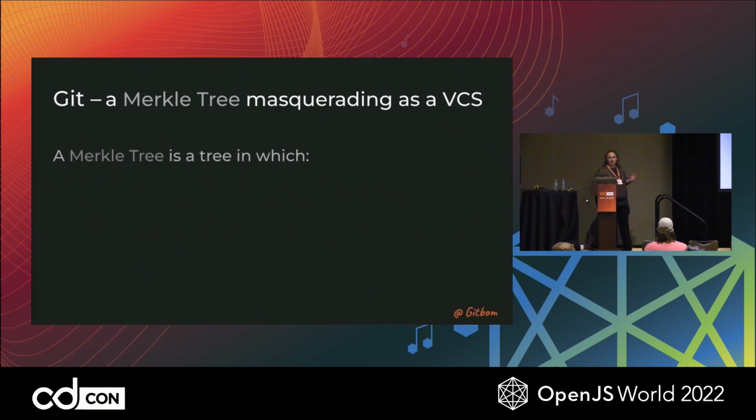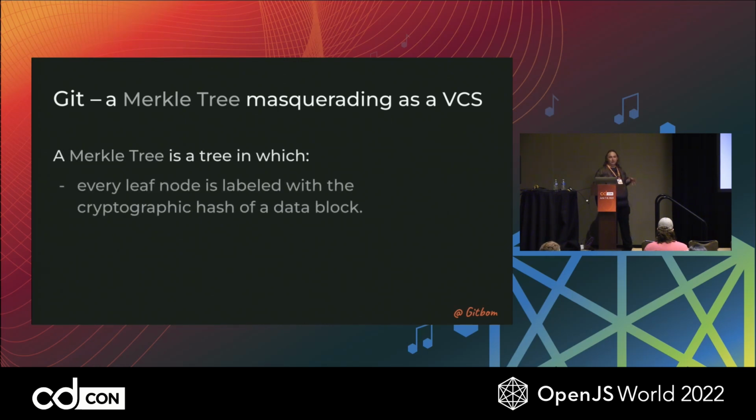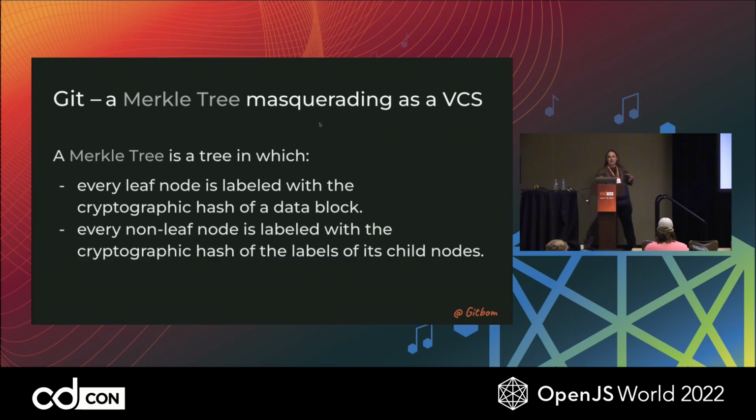Now, a Merkle tree is very simple. It's a tree where every leaf node is labeled with the cryptographic hash of its data block. So every file has an ID. And every non-leaf node, everything that relates things together in something like a directory tree, is labeled with the cryptographic hashes of the labels of its child nodes. This is why in Git, if I give you a commit ID, I can't forge to you which files were in that commit. Those are set in stone. I can't change that because of the Merkle tree nature of Git.